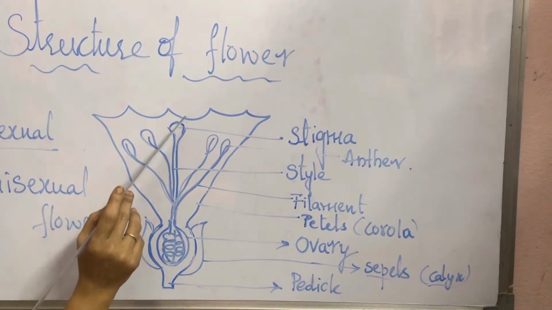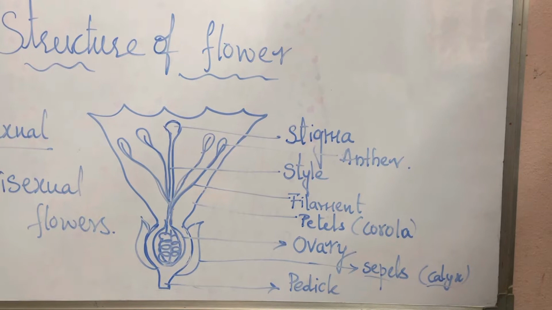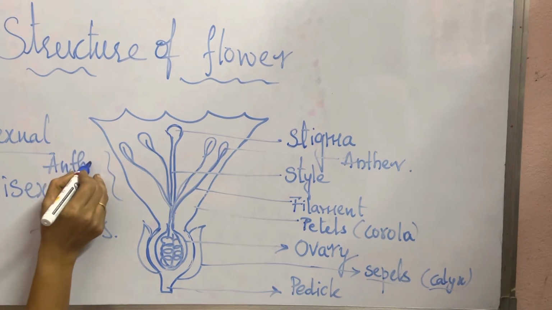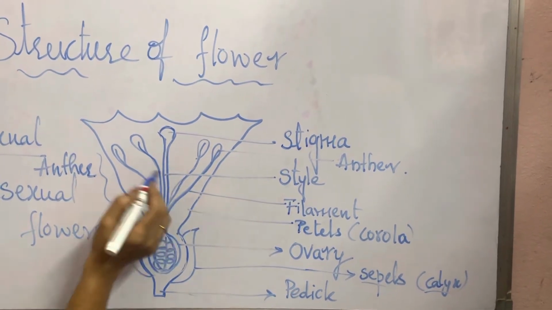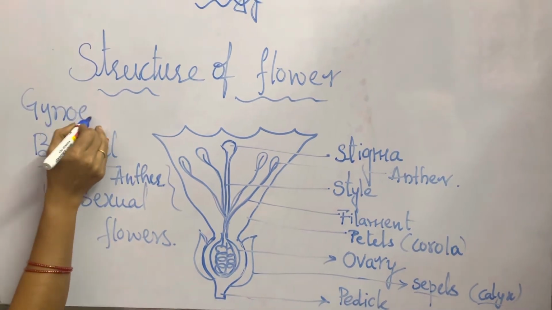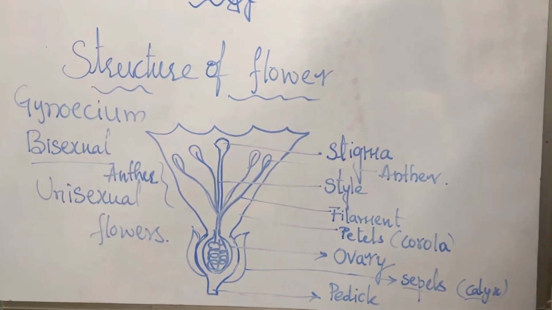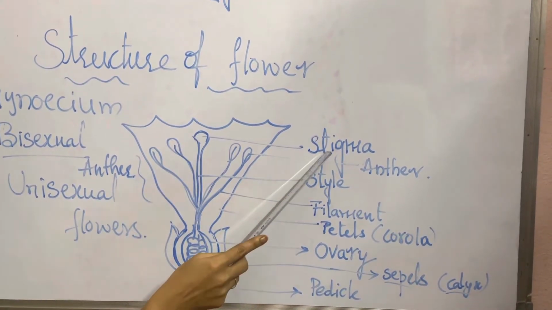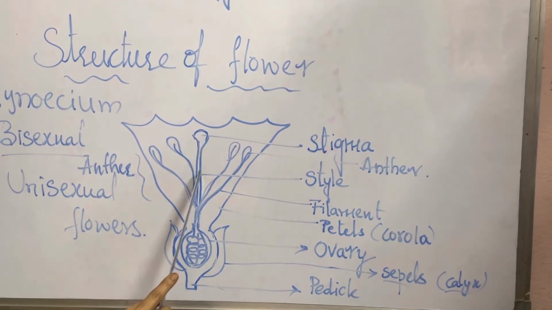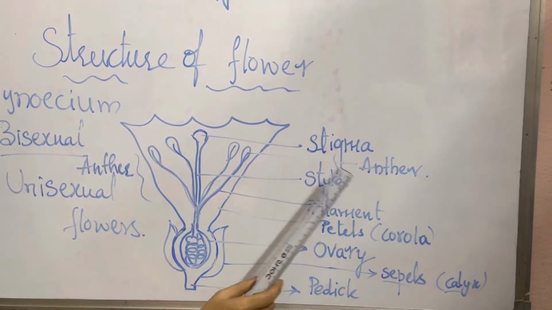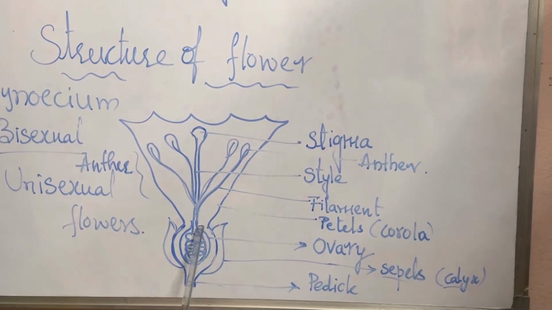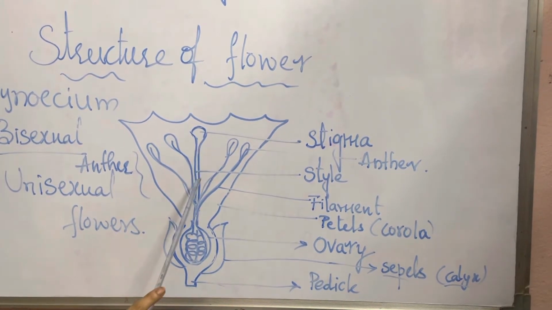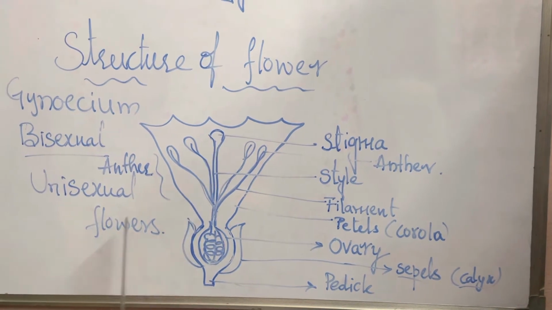The male reproductive structure is called the anther. The complete male reproductive part is called the anther, whereas the female reproductive part is called the gynoecium. The female reproductive part consists of the stigma, which is a sticky portion. Next is the style, and then the ovary, which encloses the ovules. These are the three parts in the gynoecium, the female reproductive part.